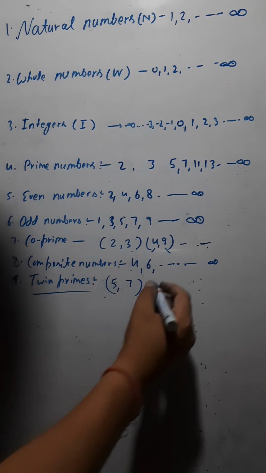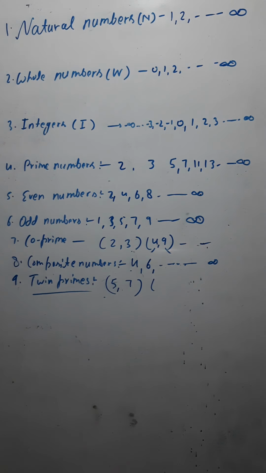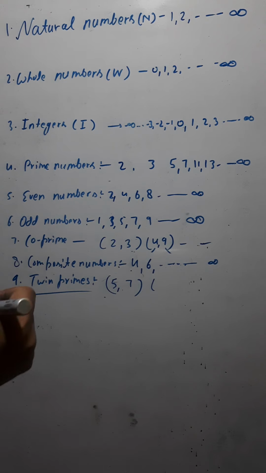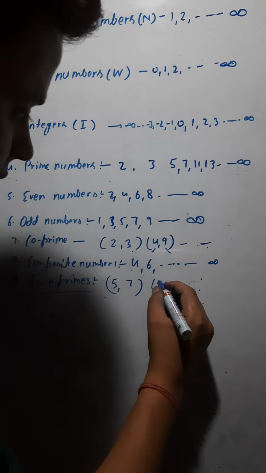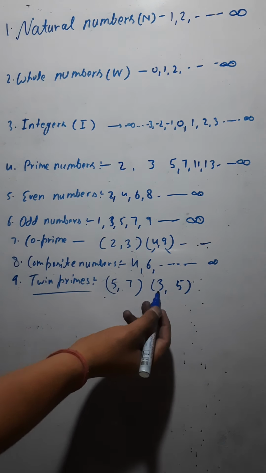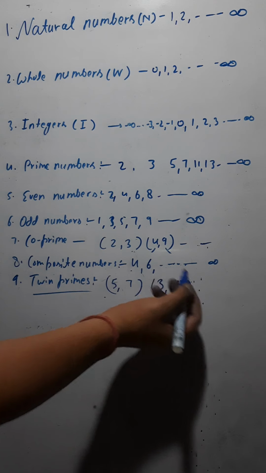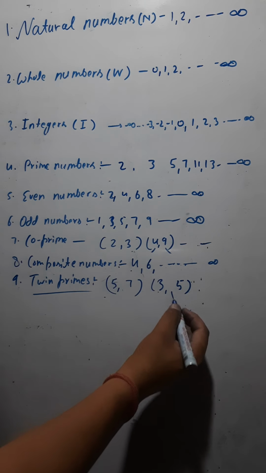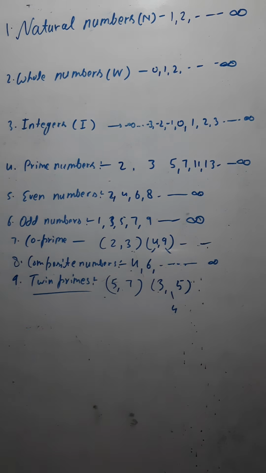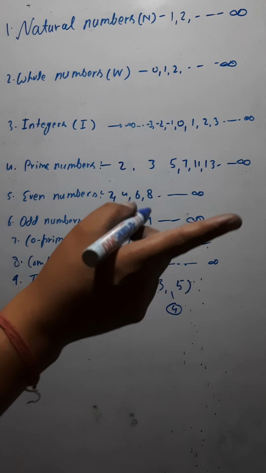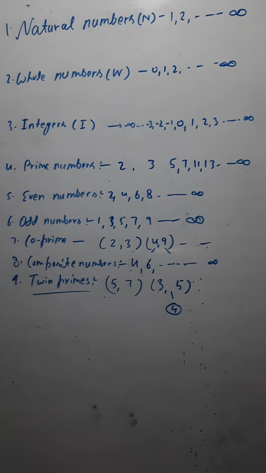One more. Can you tell me one more example? What would be the next one? Let's say, yes, 3 and 5 also. 3 is a prime number, and after 3, what is the next prime number? That is 5. 3 is prime and 5 is also prime. And what is the number between them? That is 4, and this 4 is a composite number. Yes or not? So this condition is being satisfied here also. So 3 and 5 is also a set of twin primes.